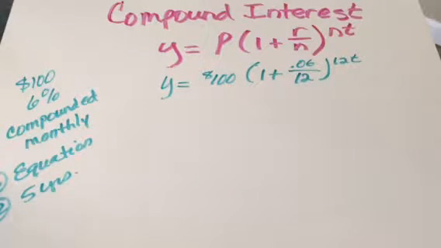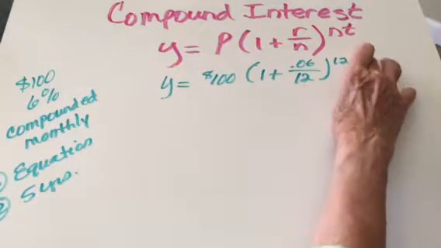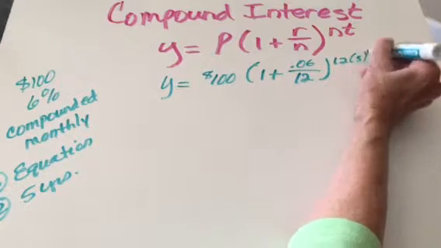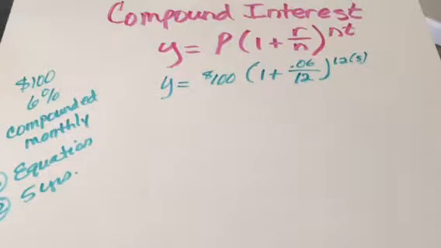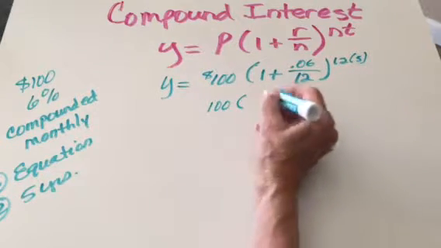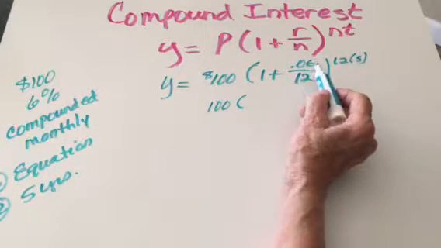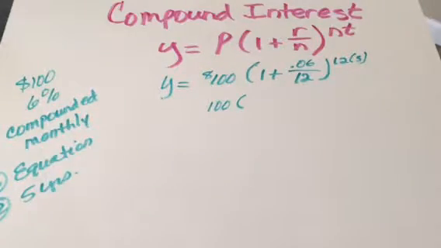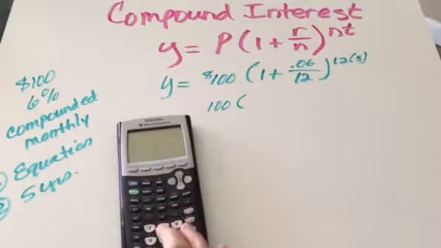So in our problem here, they wanted us to write the equation. Okay, we already wrote the equation. Now they want us to solve it for 5 years. All right, so I'm going to erase this t, and I'm going to put a 5 here. I'm going to write this down, 100 times. Now, what I want you to do is this part here in the parentheses, I want you to do on the calculator before you ever start.